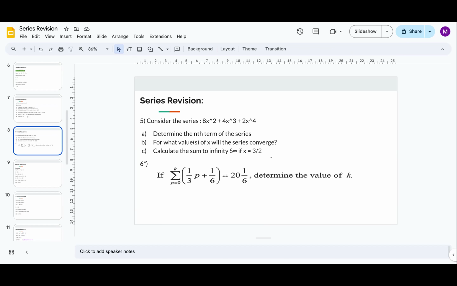So this is a more complex question than the ones that we've been doing, but you should be able to apply the same principles that we've been using all along to answer this question. So I'll give you maybe 6 or 7 minutes to try and answer this question. We'll do both A, B, and C, and then we'll go through each of them in depth. Remember, guys, these arrows over here just mean a power. So this is 8x squared plus 4x cubed plus 2x to the power of 4.